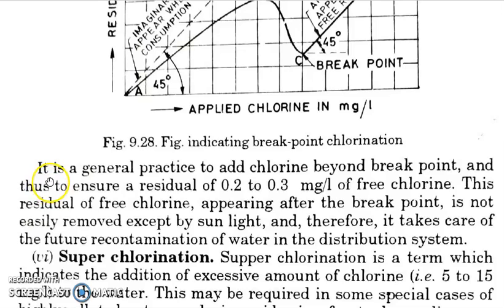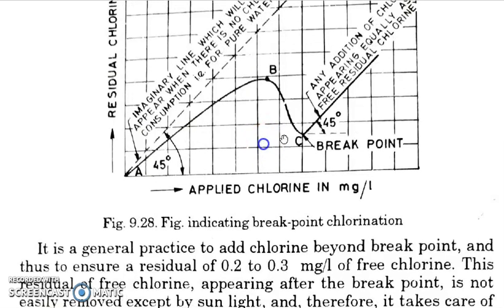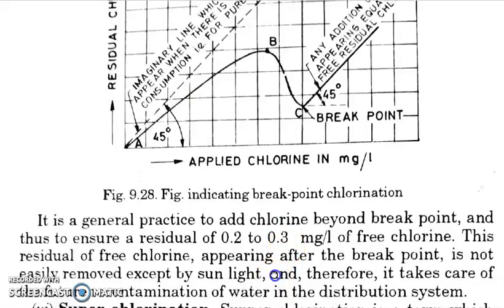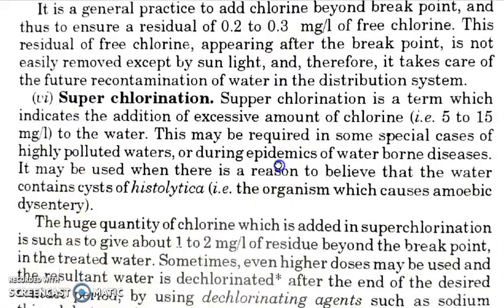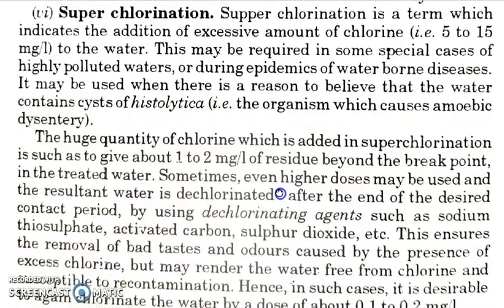Now in the normal chlorination process, it is a general practice to add chlorine beyond the break point to ensure a residual chlorine value of 0.2 to 0.3 mg per liter. So this is what we are doing in the treatment plant. How much chlorine dose you are selecting, this again I have explained many times. The chlorine dose should be such that it is going to give a residual chlorine value of 0.1 or 0.2, maximum 0.3 mg per liter, right? So therefore break point chlorination you have to explain with a graph.